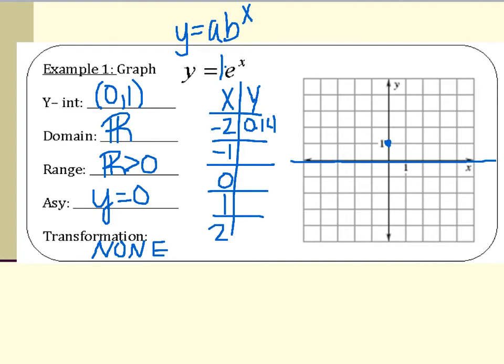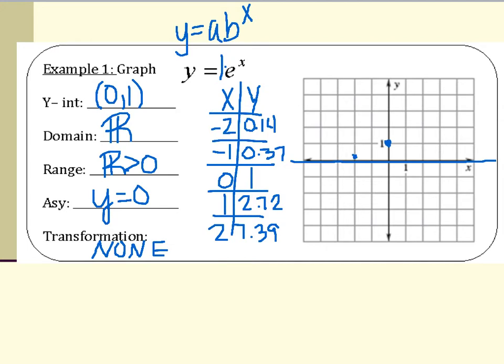For negative 1, you should get 0.37, or 37 hundredths. For 0, you get 1. For 1, you get 2 and 72 hundredths. And for 2, you get 7 and 39 hundredths. So let's graph these. I'm going to graph negative 2, 14 hundredths.